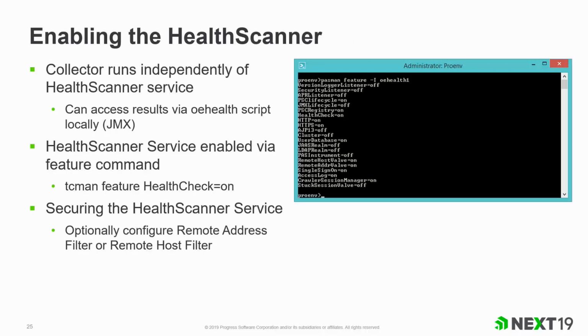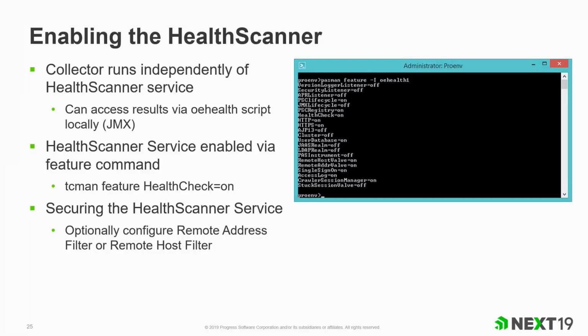So enabling the health scanner. The health scanner is also a feature done through the tcman feature command. If you do a tcman feature there, you'll see that it's in this list. The collector runs independently of the health scanner, so if you don't turn on the service, you can still get to that information through JMX. You want to do a tcman feature, and again, that has to be done in conjunction with also setting that property on the previous page.